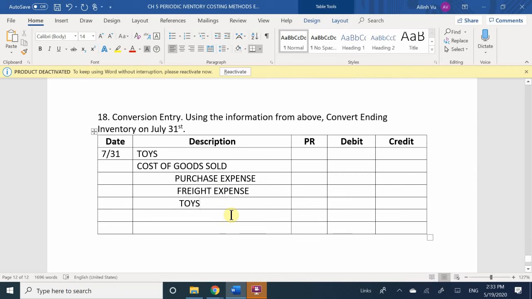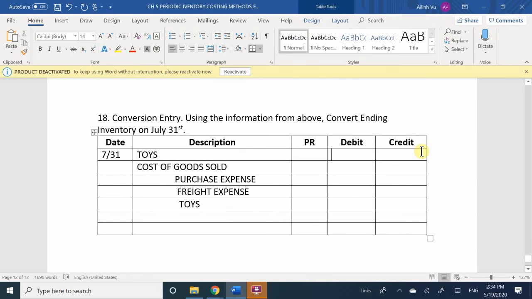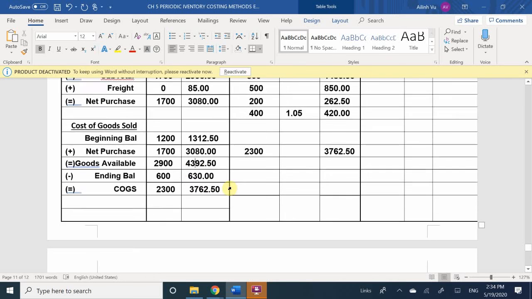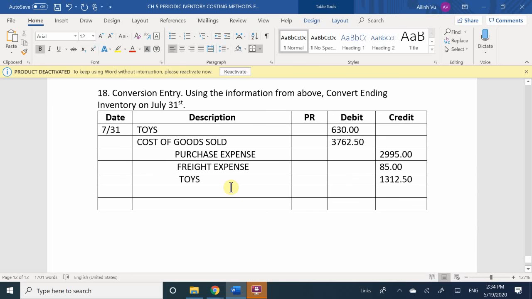So again, this was 630. What was the cost of goods sold again? $3,762.50. We had purchases of $2,995, freight of $85, and a beginning inventory of $1,312.50. If you add these up together, you're going to get your grand total of $4,392.50 on both sides.